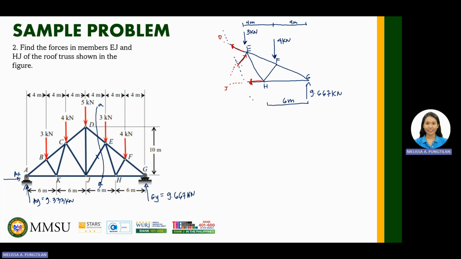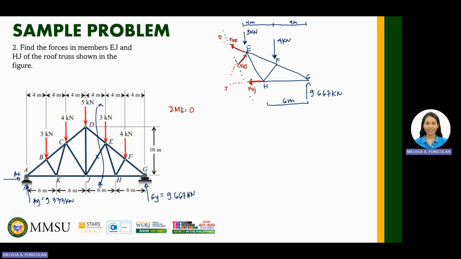So, tawagin natin itong FEJ. And then, this one is FHJ, FDE. Okay. So, let's start. For me, I would take the summation of moment at point E. Okay. So, I will take the summation of moment at point E.